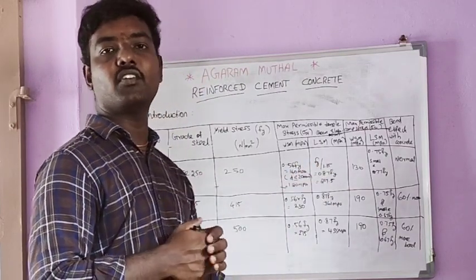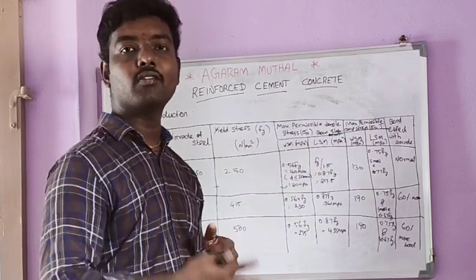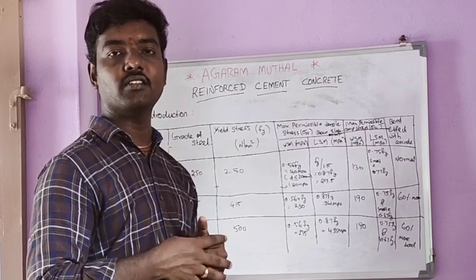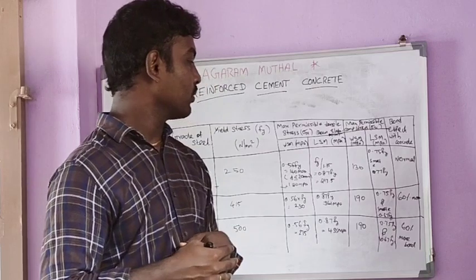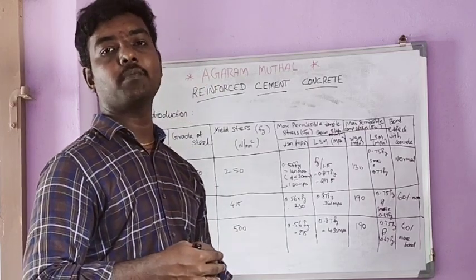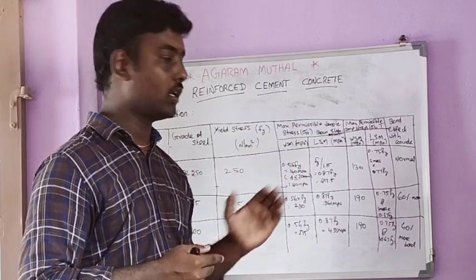In the limit state method, it is denoted as the yield strength divided by the factor of safety of the steel. 1.15 is the factor of safety of yield stress based on the limit state method. So in short, we get 0.87 times Fy. For the WSM method, 0.56 times Fy. For the LSM method, 0.87 times Fy.